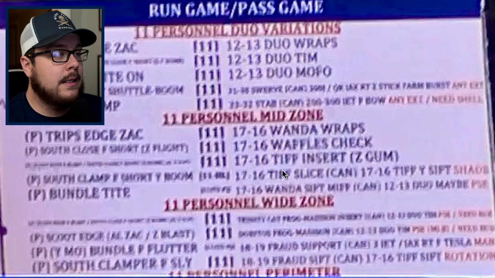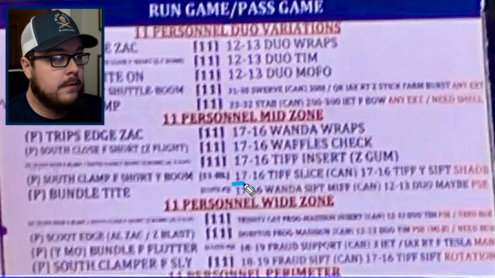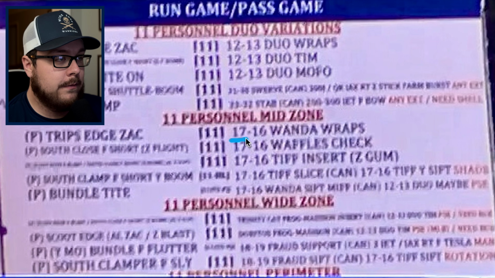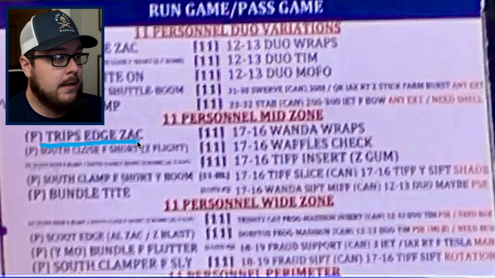Now, a while back, I did a video breaking down the Shanahan playbook, and one of the things we talked about in that video was that the order of these numbers matters. 17-16 and 18-19. It matters when the odd number is on the left, and it matters when the even number is on the left. The number on the left is actually the play call when the formation is on the right. So if we're putting a whole play call together here, we've got pistol, trips, edge, Zach. Now, which direction is the trips edge formation? McVay doesn't put it on his sheet, as we can see here.